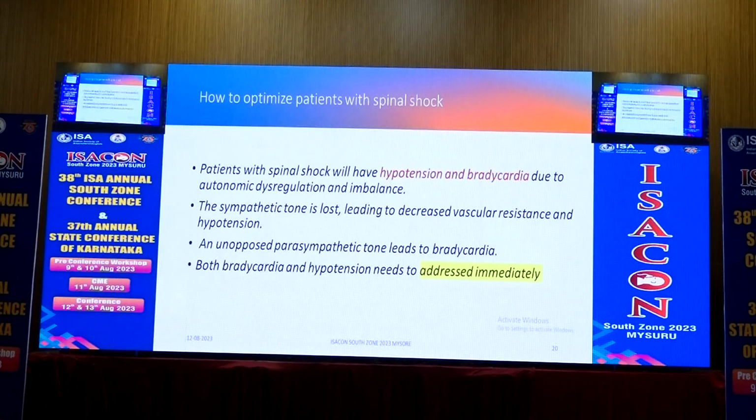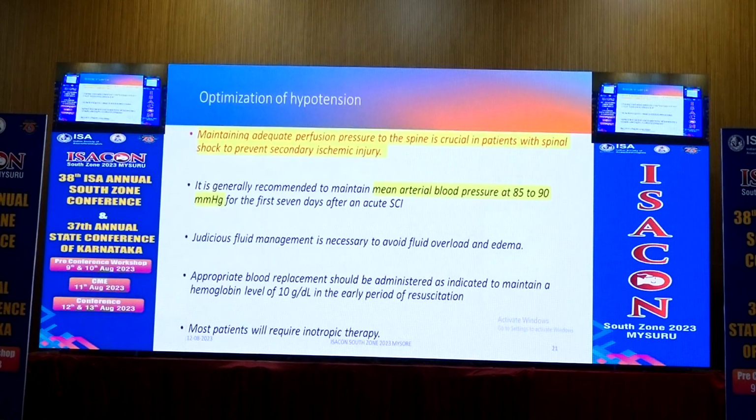So first and foremost, we need to address the bradycardia and hypotension. So this is basically to maintain your spinal cord perfusion pressure. It's very crucial. In all these spinal shock, you need to maintain your spinal cord perfusion pressure basically to prevent your secondary ischemic injury. So you need to maintain your mean arterial pressure somewhere around 85 to 90 mm Hg.